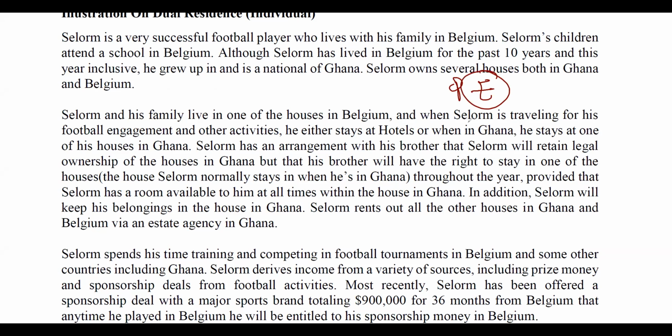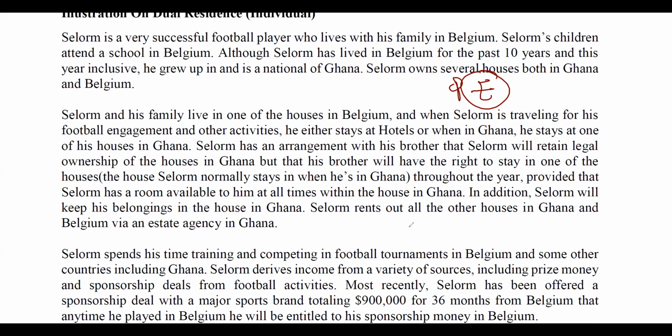Yes, I made you write it down. What did you write there? Center of vital interest, what did you write there? He shall be considered a resident of the country where his personal and economic relations are closer. That is it. So that is what you see, right? So with center of vital interest, this refers to the place where his personal and economic relations are closer.